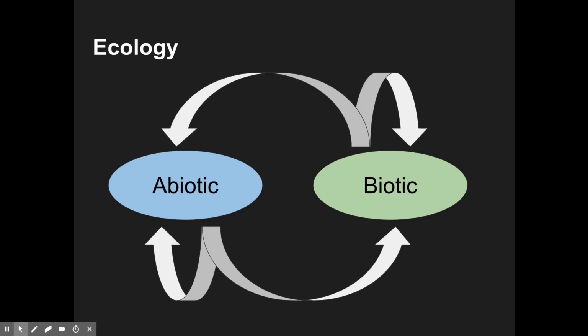So it's important to remember that ecology is looking at interactions between the abiotic and biotic environments. And these interactions can go in any direction. The biotic environment affects the abiotic environment. The abiotic environment affects the biotic environment. But also the biotic environment affects other components of the biotic environment. And the abiotic environment affects other components of the abiotic environment.